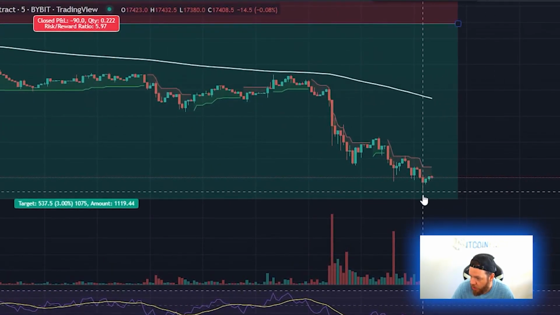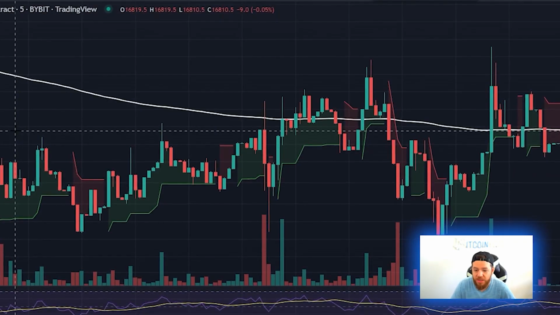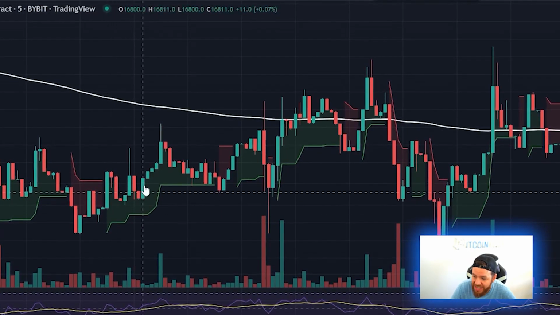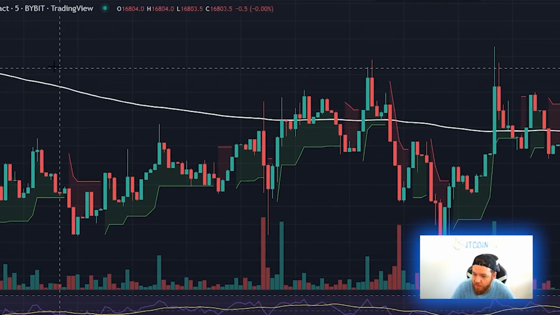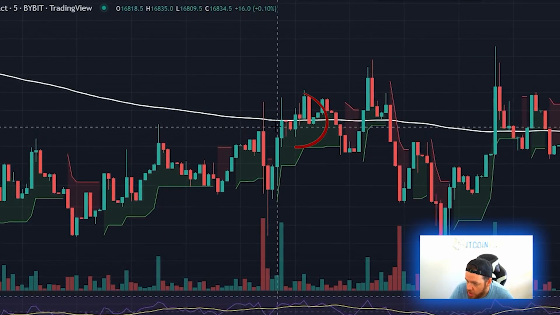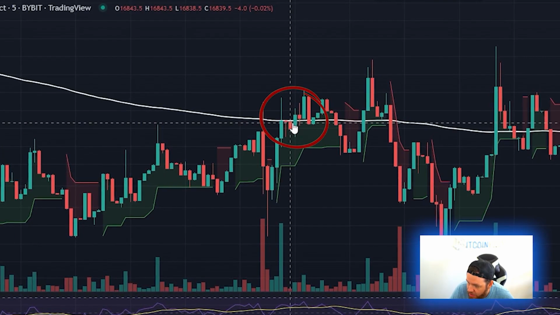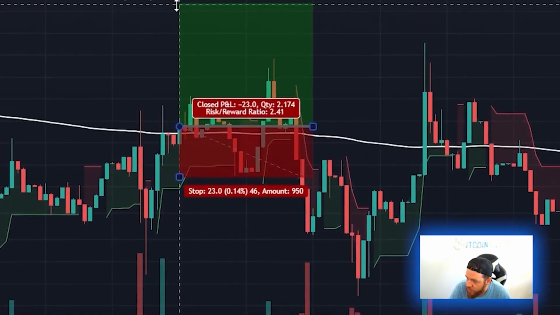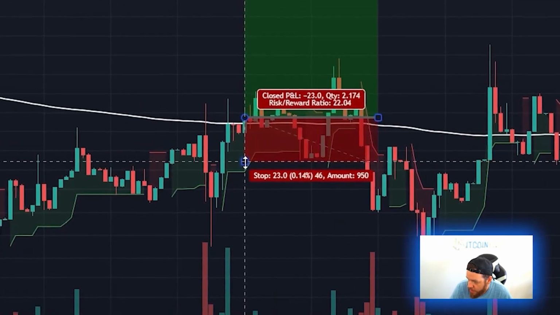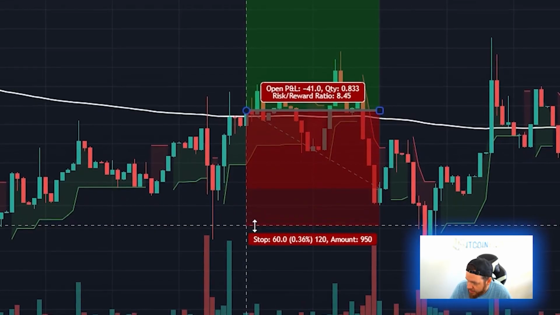You can see we're almost there so far. All right, so now let's look for a long entry. We need the super trend indicator to be green, and we need the price to close above the 200-day moving average. We see that both of those happen right here on this candle, and we're gonna do the same thing. We're looking for a 3% target and a 0.5% stop loss here.